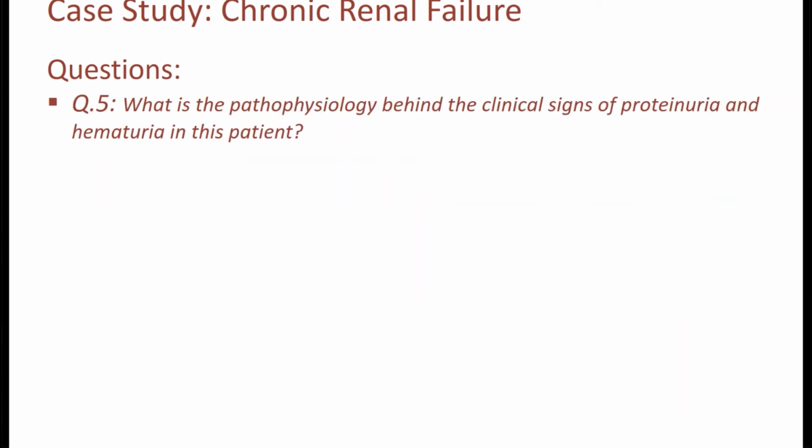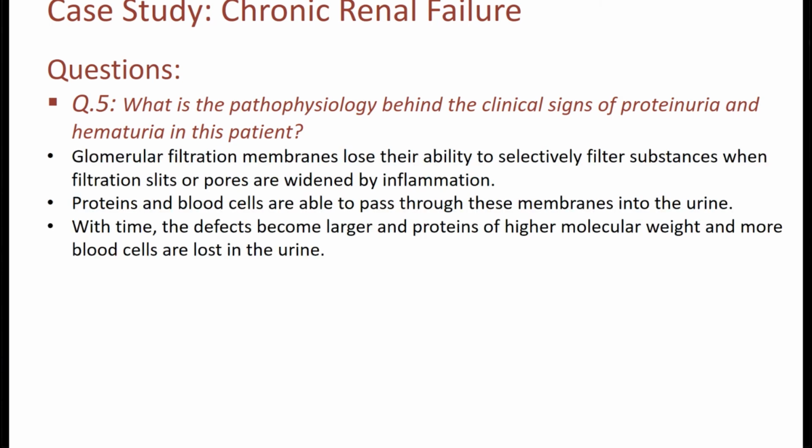What is the pathophysiology behind the clinical signs of proteinuria and hematuria in this patient? Why do we find proteins and blood in the patient's urine? Well, the glomerular filtration membrane loses the ability to selectively filter substances when filtration slits or pores are widened by inflammation. Inflammation will widen these capillary pores. So the proteins and blood cells are able to pass through these membranes into the urine. With time, the defects become larger, and proteins of higher molecular weight and more blood cells are also lost in urine.